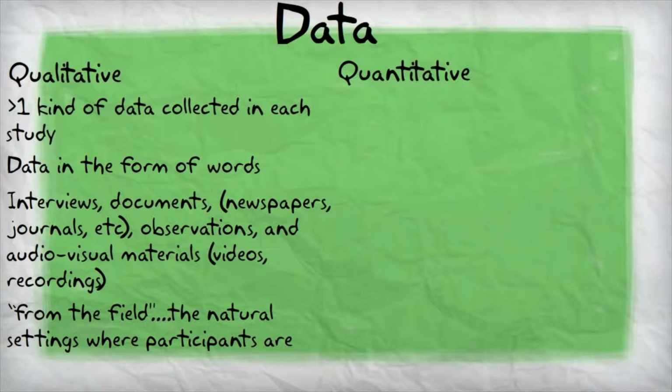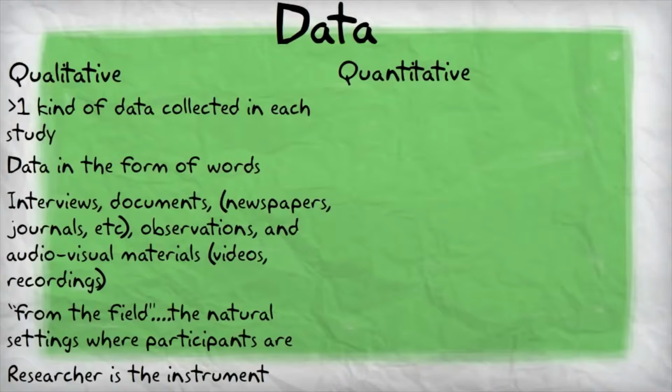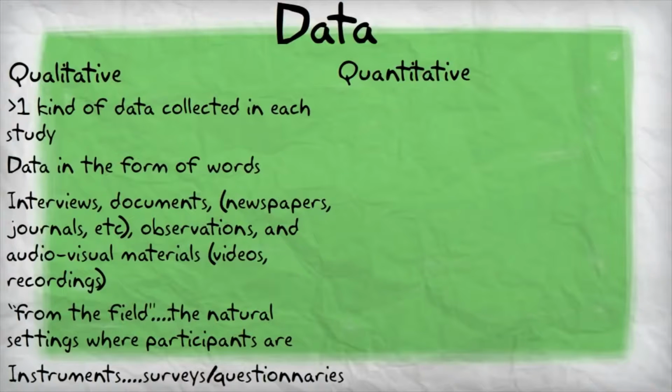It's also important to note that surveys or questionnaires are also known as instruments. Well, in qualitative research, there are no instruments, no surveys. In qualitative research, the researcher is the instrument. What this means is that the researcher acts as an instrument. The researcher is kind of like a living survey. They ask all the questions and make observations instead of relying on surveys to gather data.